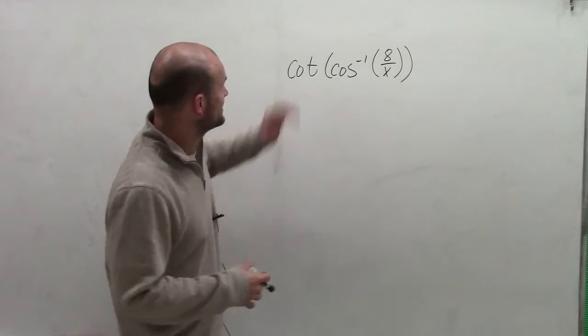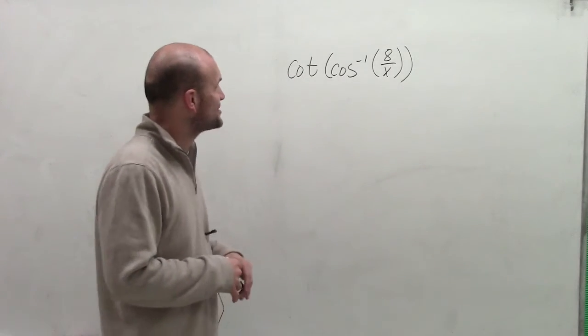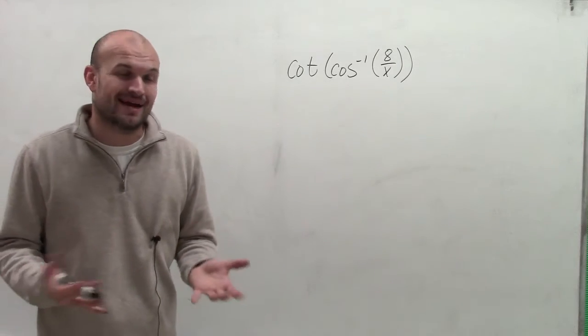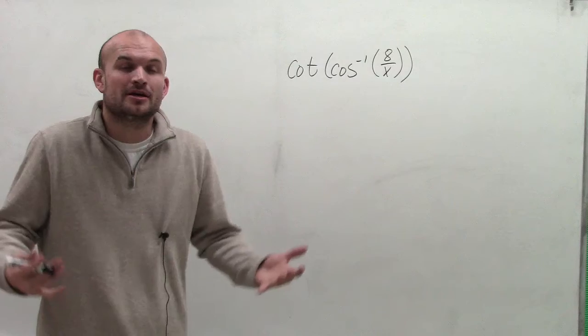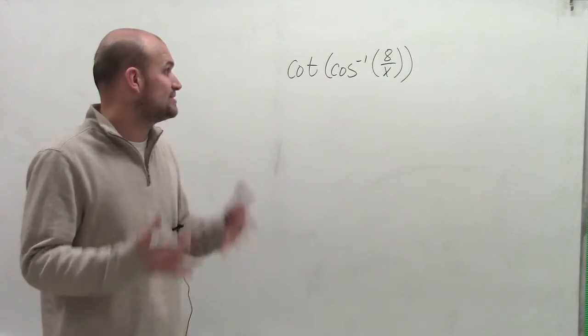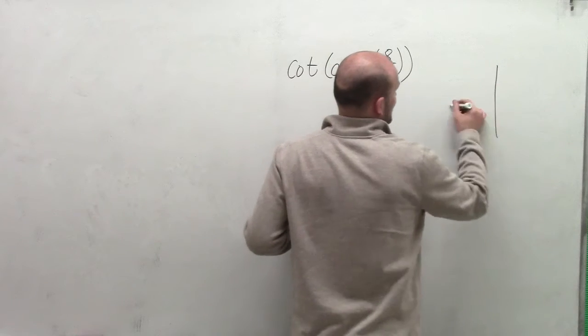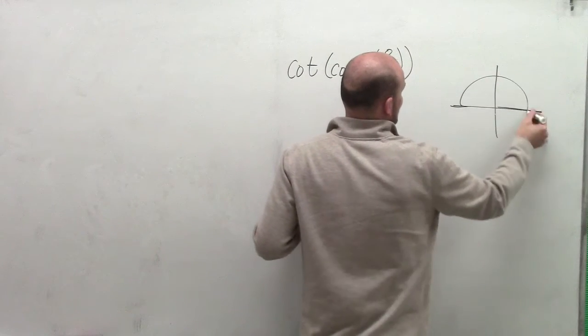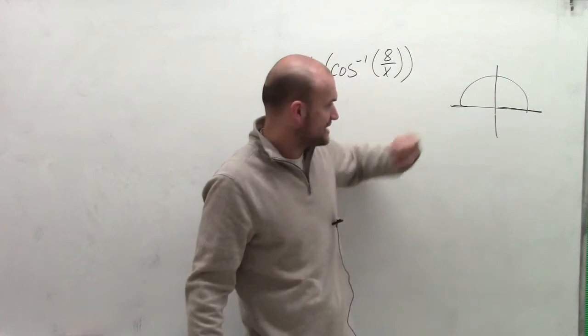Welcome. So what I'd like to do is show you how to evaluate this composition: cotangent of inverse cosine of 8 over x. Now, dealing with the inverse cosine of 8 over x, we need to, again, choose our triangle that we're going to evaluate for theta. Remember, when dealing with the inverse cosine, we have to make sure we're finding a value of theta that's within the first or the second quadrant.